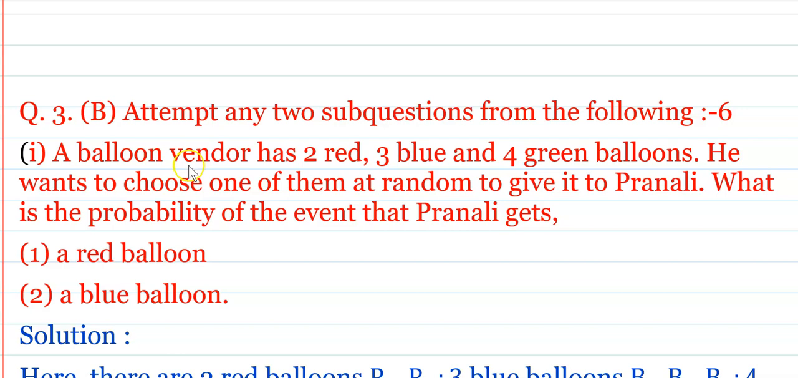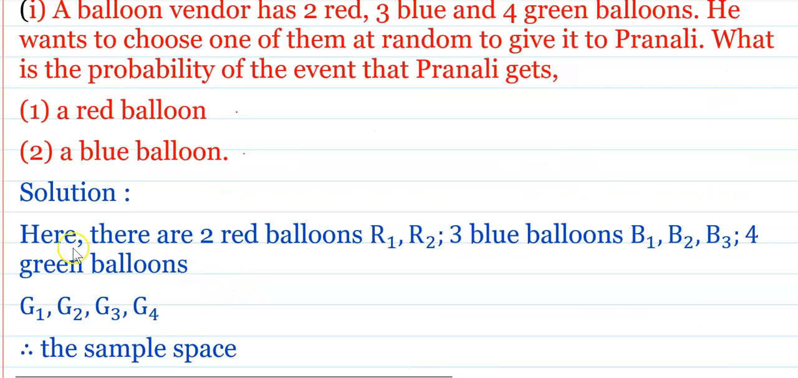A balloon vendor has 2 red, 3 blue, 4 green balloons. He wants to choose one of them at random to give it to Pranali. What is the probability of the event that Pranali gets a red balloon, a blue balloon? Okay. Now here the solution.